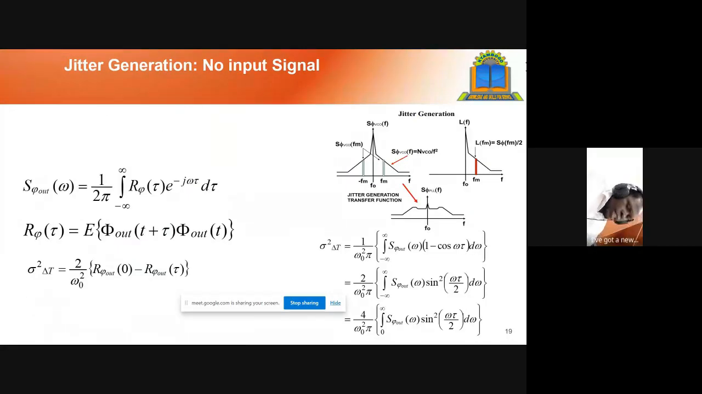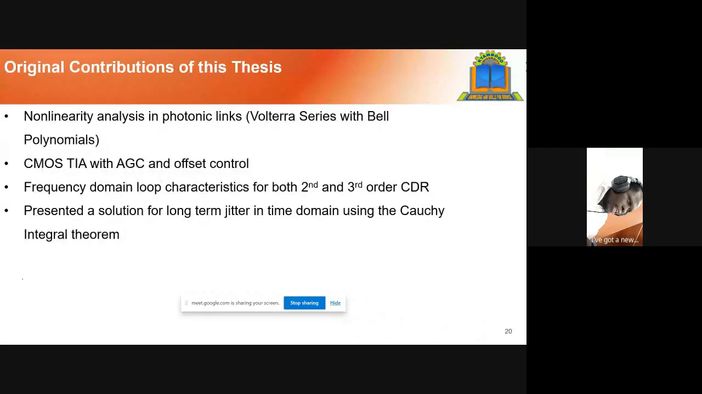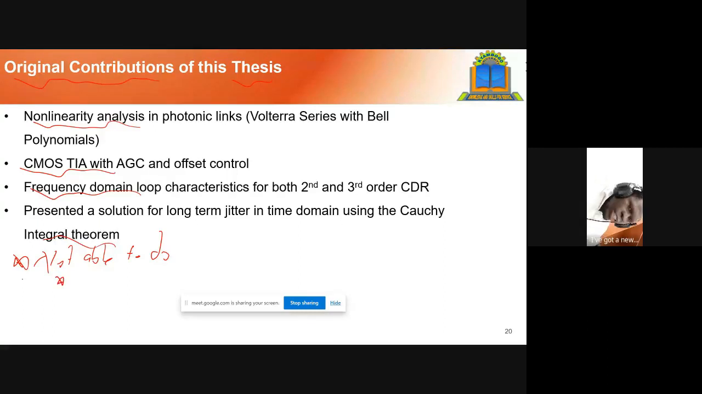So these are just illustrations, and then in the end, tell us the original contributions of your work. What is the original contribution? Well, I designed nonlinearities. I designed a CMOS maybe amplifier. I analyzed frequency domain things, and also tell us what you were not able to do. I had challenges with the power. The software was not able to work.